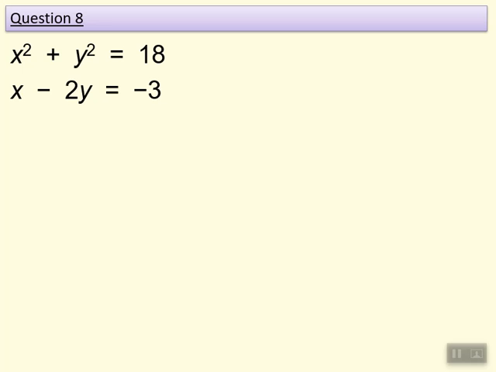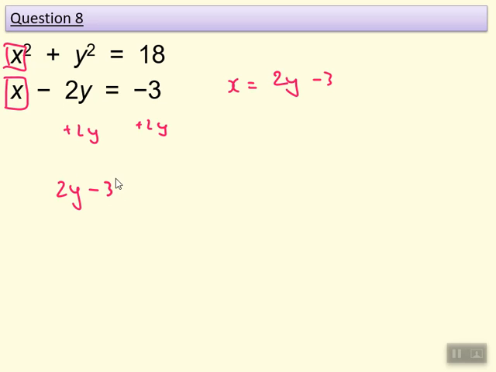Okay, let's get to the last question. So you might want to pause the video and try it yourself. Otherwise, let's get stuck into it. You probably want to rearrange the second one to get the x on its own. So that's going to be x equals 2y take away 3, so you add the 2y to both sides. Then you replace that x with 2y take away 3, so it's 2y take away 3 squared plus y squared equals 18.